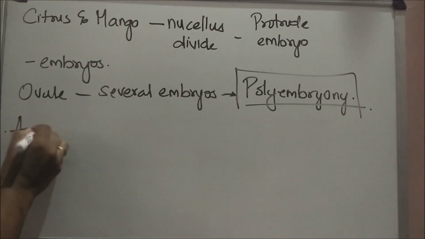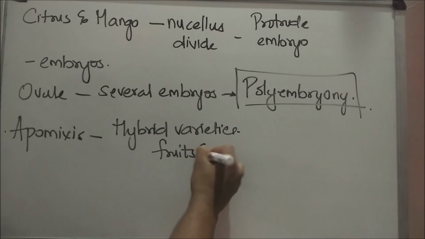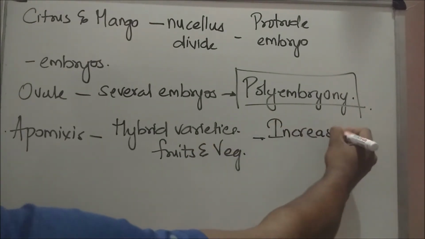Apomixis is important for producing hybrid varieties of fruits and vegetables and also for increasing crop yield multifold.